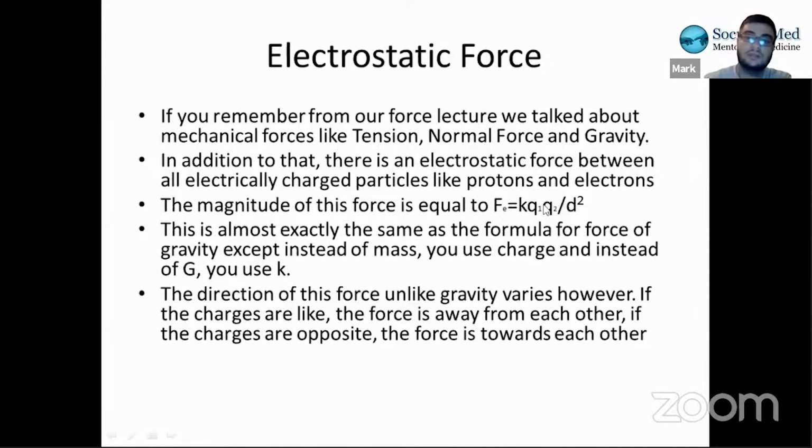So Q1 would be the charge of the first atom. Q2 would be the charge of the second atom. Like I said, if we're looking at one proton and one electron, Q1 would be the charge of the proton, Q2 would be the charge of the electron. If we're looking at two electrons, Q1 and Q2 would both be the charge of the electrons. And instead of G, which is the constant for gravity, you use K. K is Coulomb's constant, right? Because Coulomb was the one who kind of found this out.